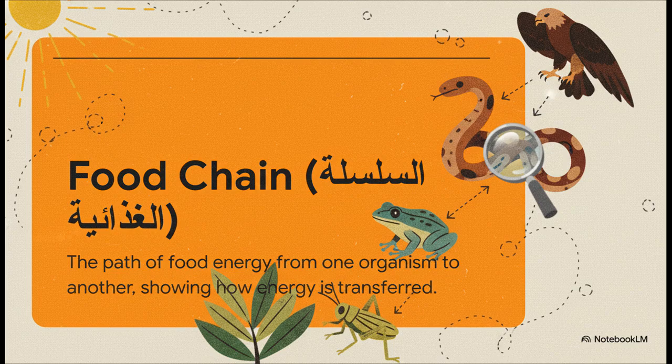Okay, so how do we actually track this flow of energy? Well, scientists use a concept called a food chain. And as you can see here, it's pretty straightforward. It's just the path that food energy takes when it goes from one organism to another. When one thing eats another thing.